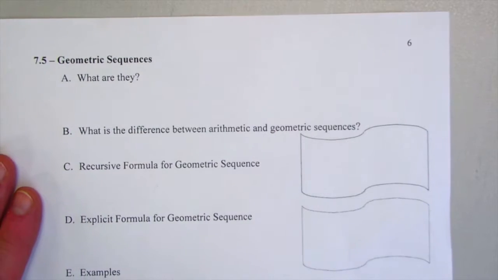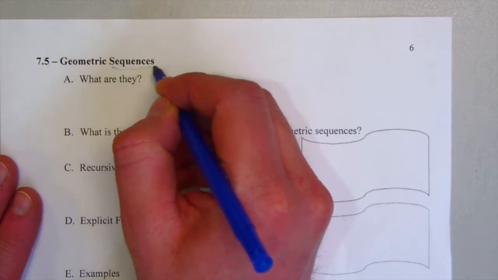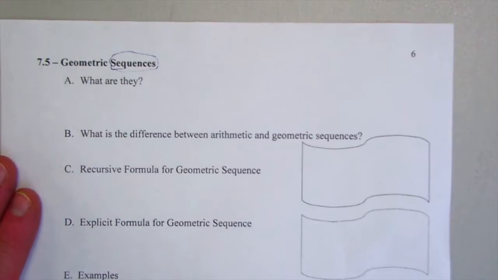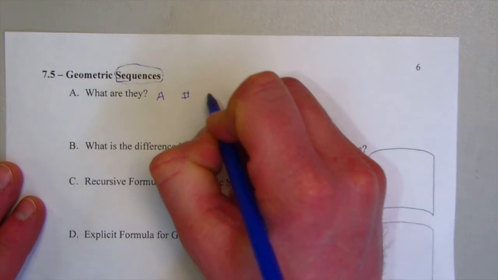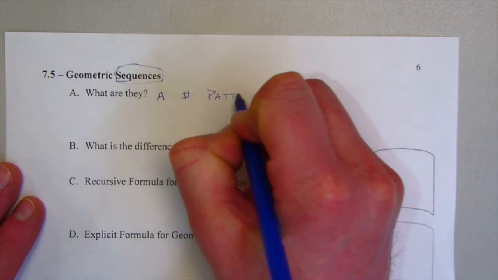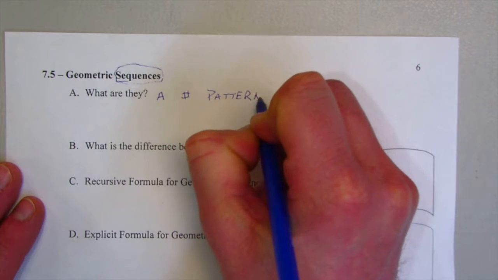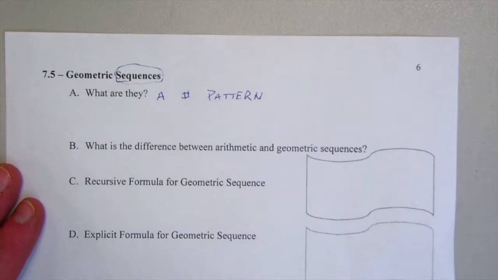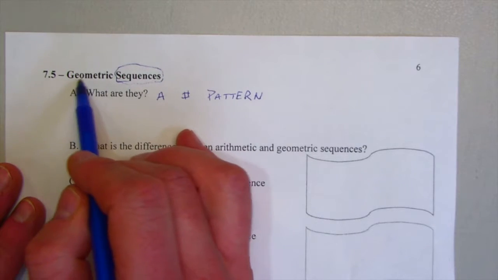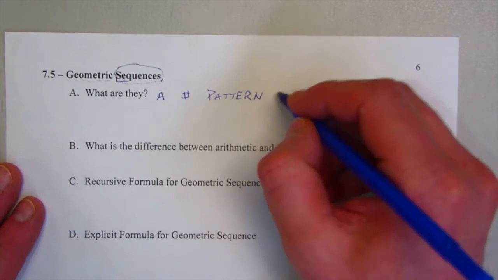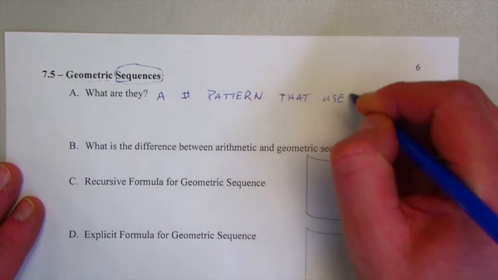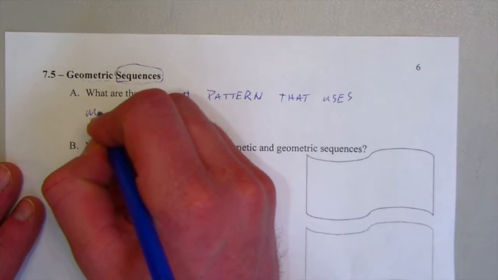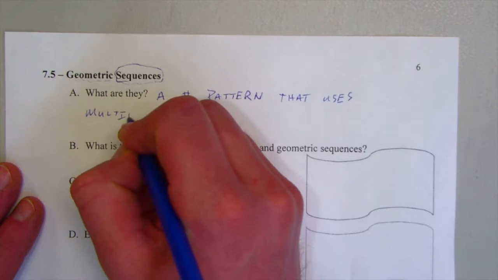What's a geometric sequence? It is, first of all, a sequence. And back in the day, we talked about what that means. A sequence is a number pattern. That's a sequence. But this is a special type of number pattern. It's geometric, and what that means is a number pattern that uses multiplication or division.